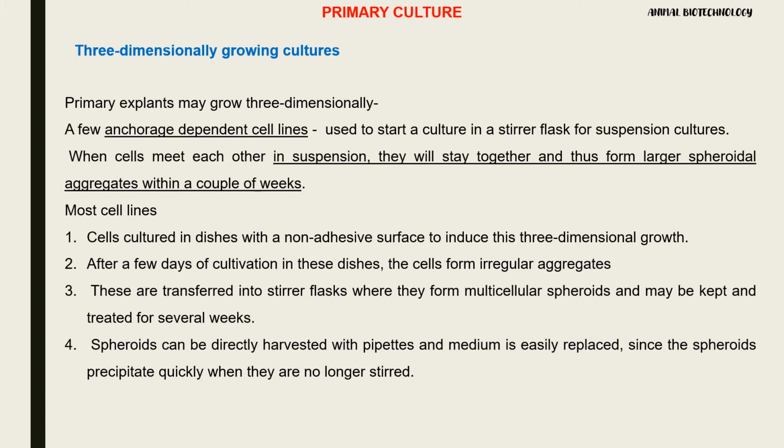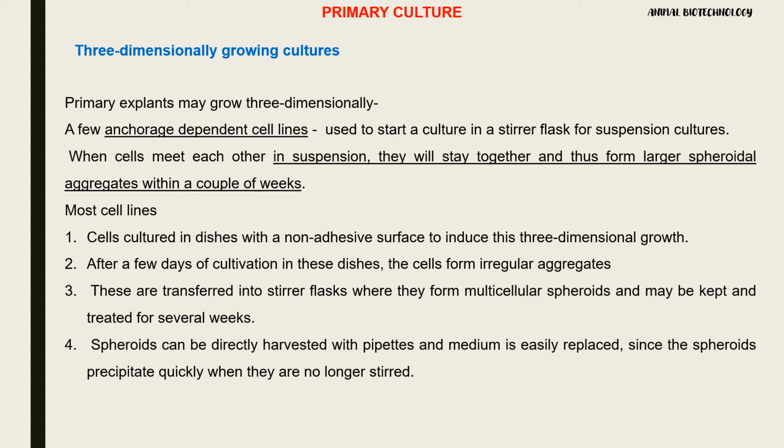It is possible to grow the primary explants three-dimensionally. In few cell lines, which are anchorage dependent, the three-dimensional growth is initiated by first starting a culture in a stirrer flask for suspension culture. The cells will come in contact with each other and stay together to form large spheroidal aggregates within a couple of weeks.